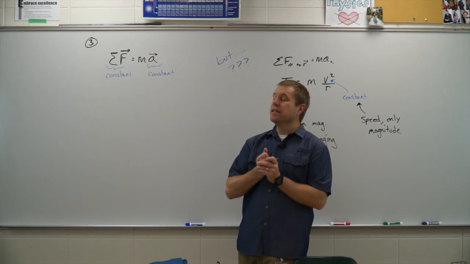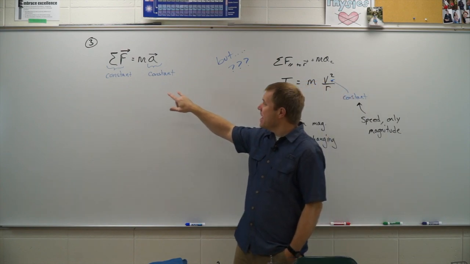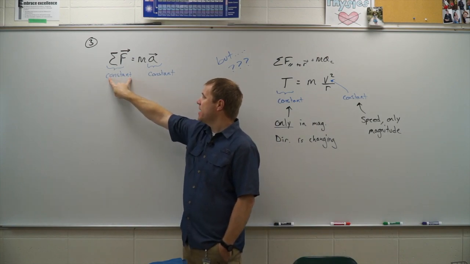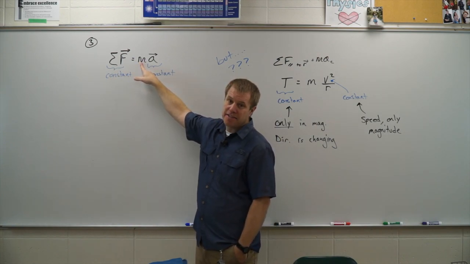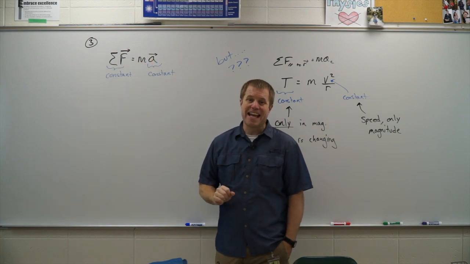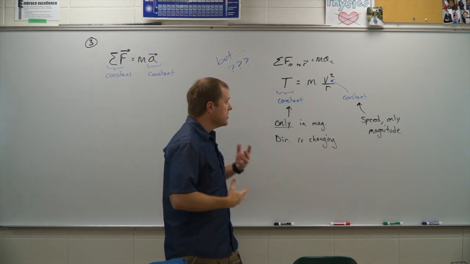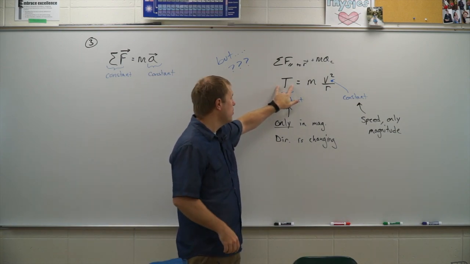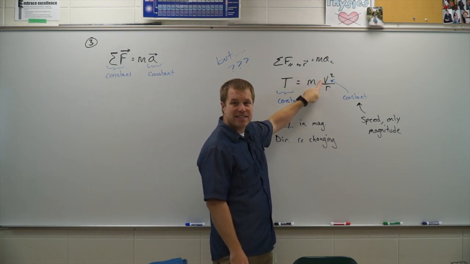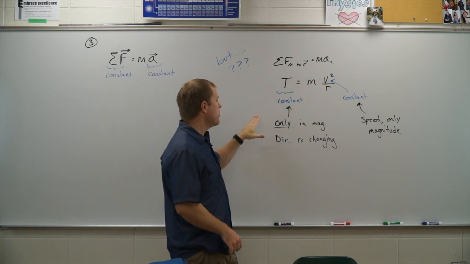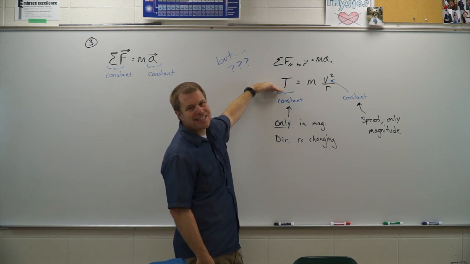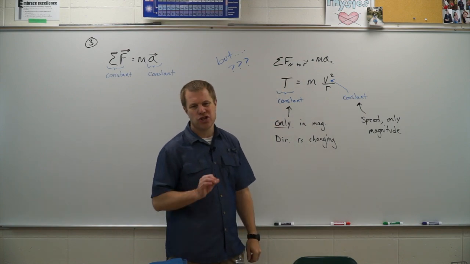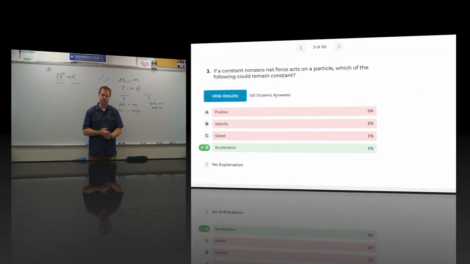If a constant non-zero net force acts on a particle, which of the following could remain constant? This one asks us, if I have a constant non-zero net force, what's going to stay constant? Well, if I have a net force that's constant and I have a constant mass, which is very common, I will have a constant acceleration. Now, some people might think, well, what about speed? Because if I have a constant tension in that string as I whirl around that stopper, I'm going to have a constant speed if I have a constant radius. The problem here is this is not a constant non-zero force because it's only constant in magnitude. That force is always changing. Okay, there you go. Correct.